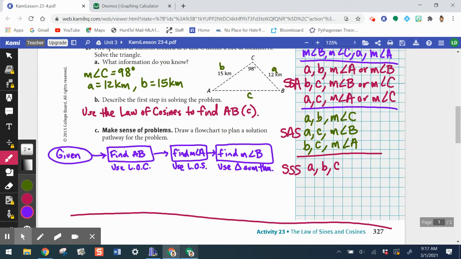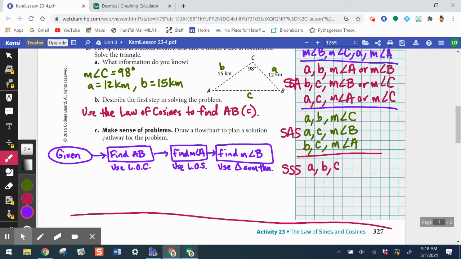And truthfully at this point, you could have decided to either find the measure of angle A or the measure of angle B using the law of sines, because we have the length of lowercase b and we have the length of lowercase a. So I just simply said, after we find the length of AB using the law of cosines, we're going to find the measure of angle A using the law of sines.